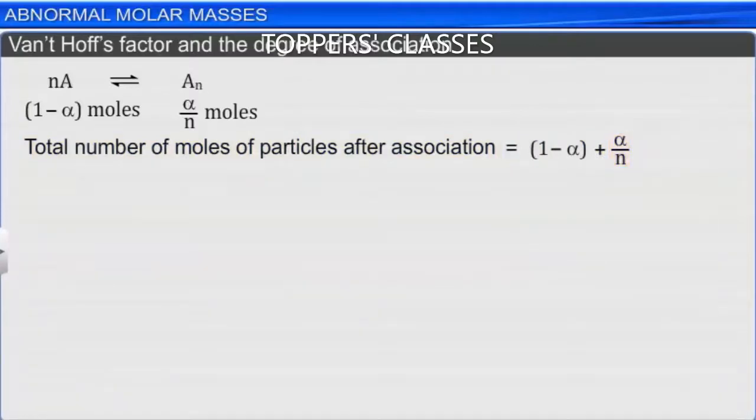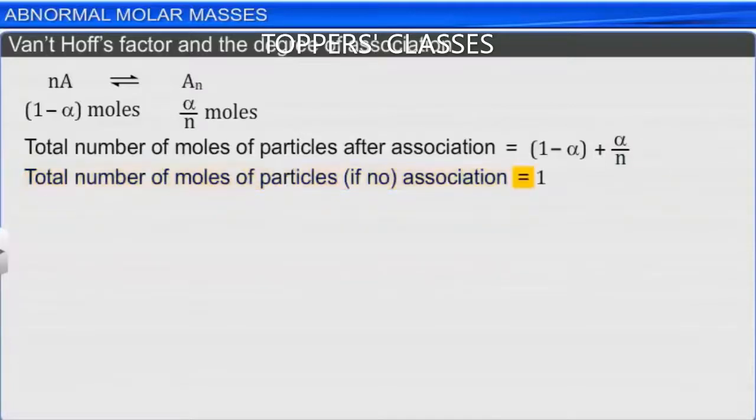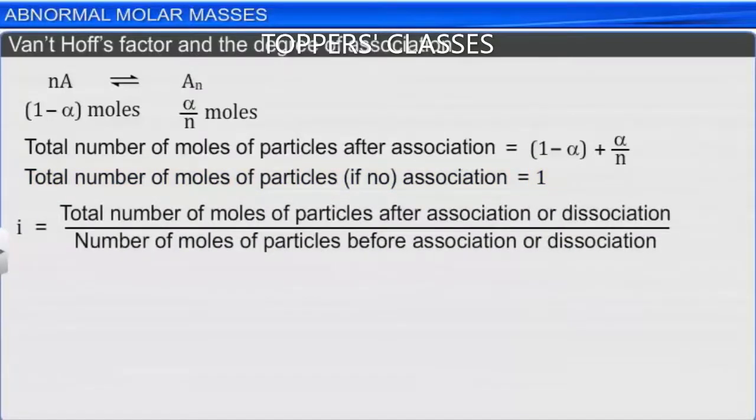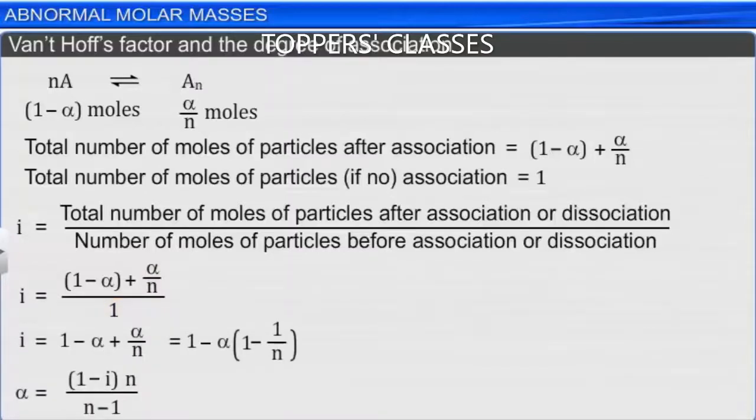If there is no association, then the number of particles is equal to 1. Substituting the values of the number of particles in the relation, i is equal to total number of moles of particles after association or dissociation divided by the number of moles of particles before association or dissociation. We get i is equal to (1 minus alpha plus alpha divided by n) divided by 1. On simplifying for alpha, we get alpha is equal to (1 minus i) multiplied by n, divided by n minus 1.